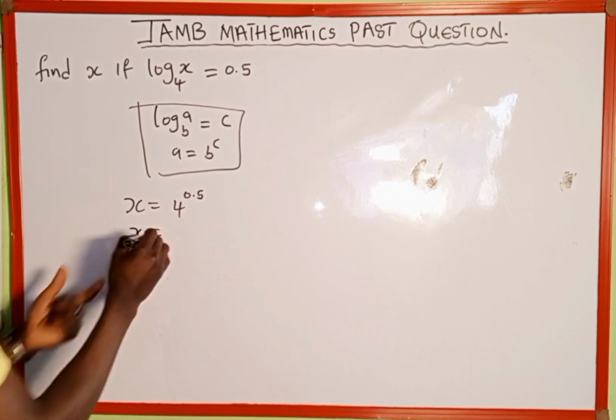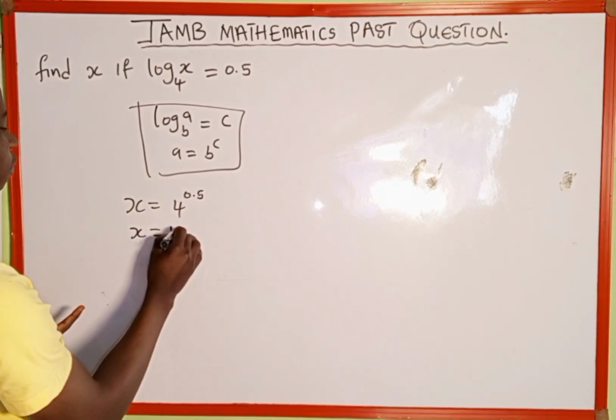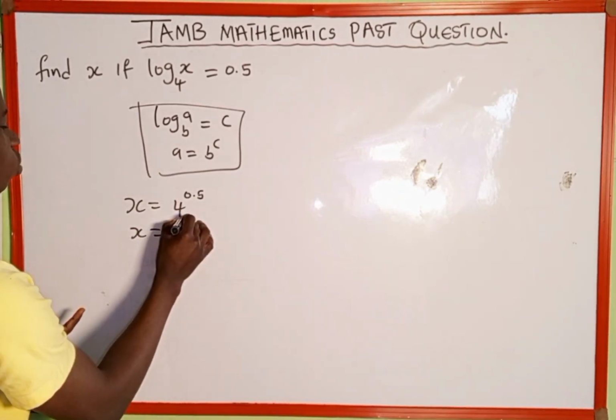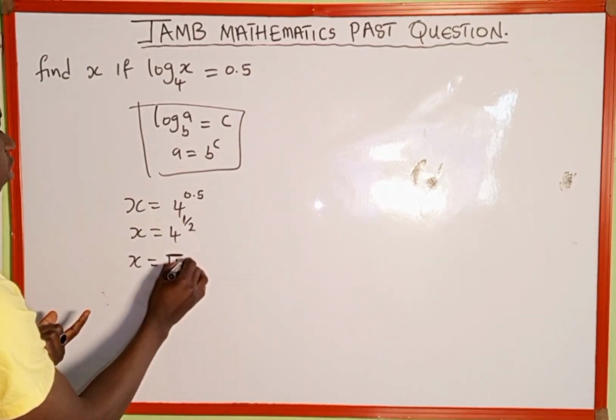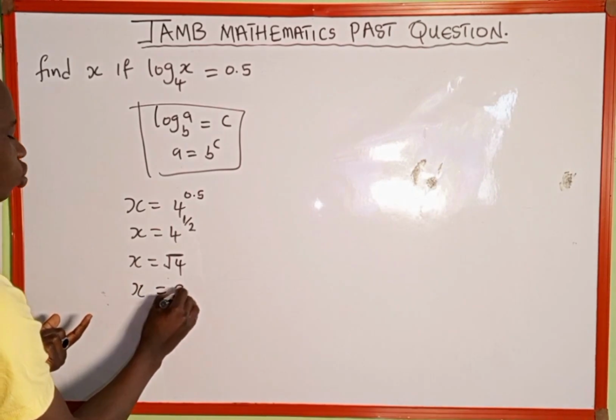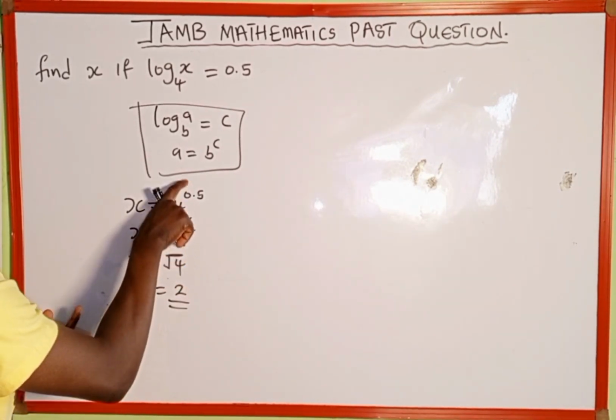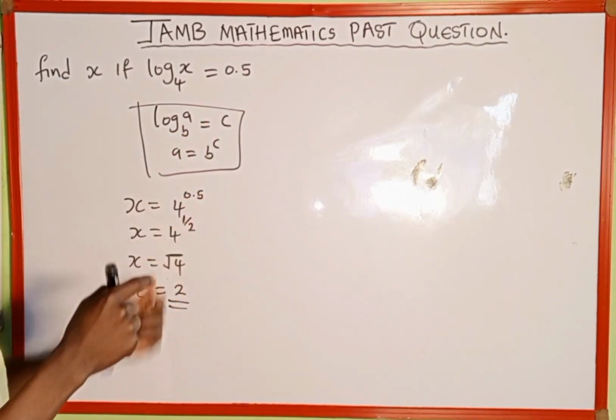So x now will be equal to, what is 0.5? 0.5 is the same as 1 over 2, then 4 to the power of 1 over 2 is the same as square root of 4. So x now is equal to 2. So from here, 4 raised to the power of 0.5, you can just press the calculator to give you the answer.